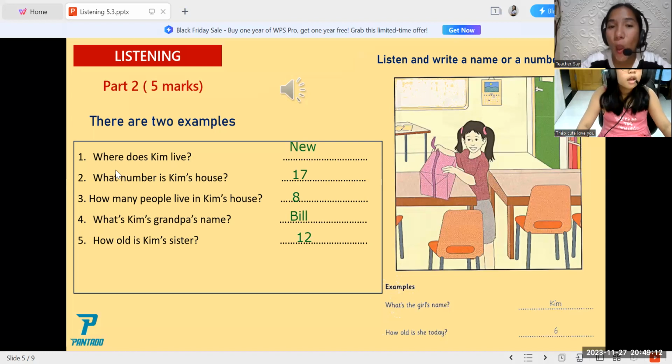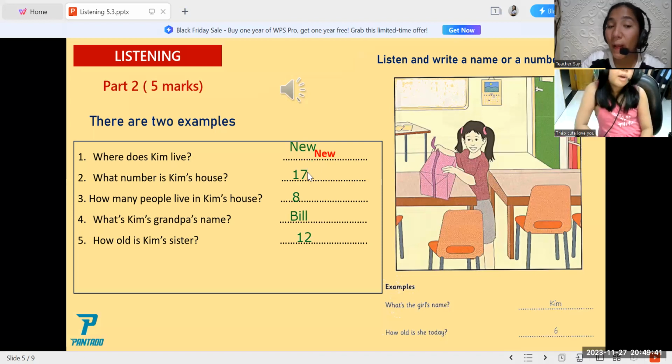Where does Kim live? Okay, so where does Kim live? Kim lives in the street new. Yes, new street. Yes, very good. And how about the number two? Please read again.